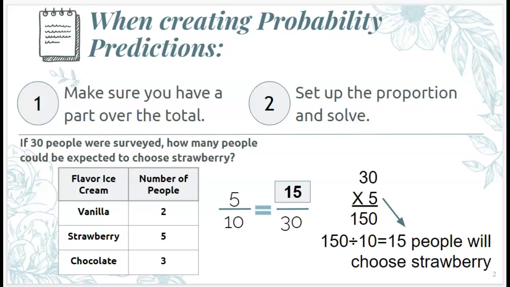Big thing when you're creating these are actually very much stuff we've already done, which is creating proportions. So if you notice, you're going to have a part over the total of whatever they give you, and then you're going to set up the proportion and solve.